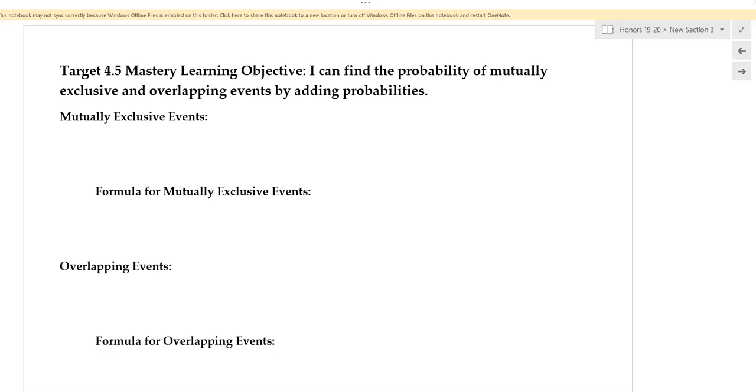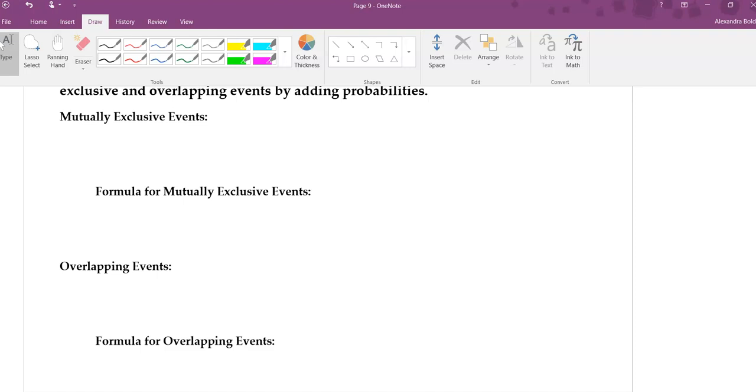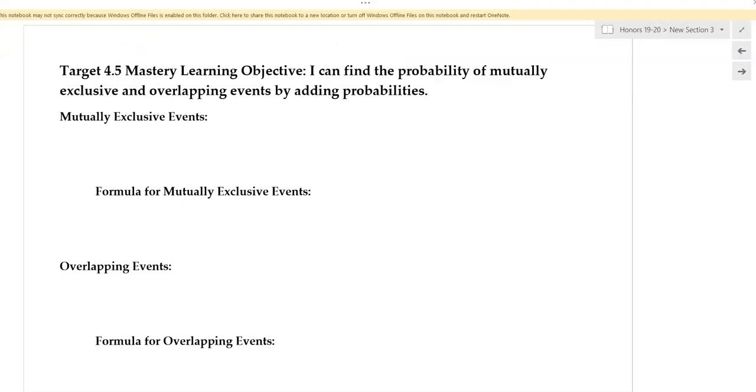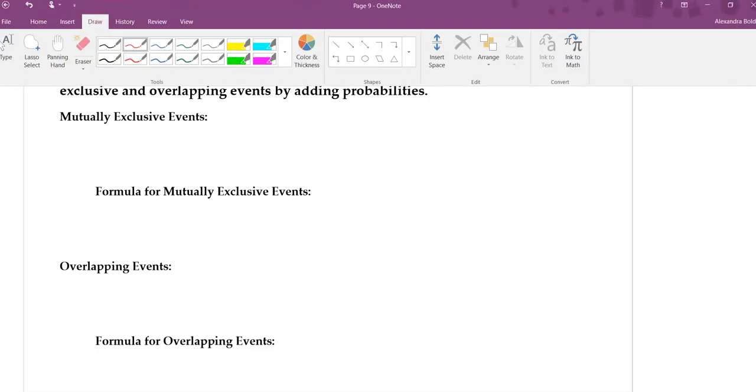Alright guys, we're looking at target 4.5, master learning objective. I can find the probability of mutually exclusive and overlapping events by adding probabilities. So yesterday we looked at independent and dependent events with multiplying, and now we're looking at mutually exclusive and overlapping with adding, so it's a different operation.